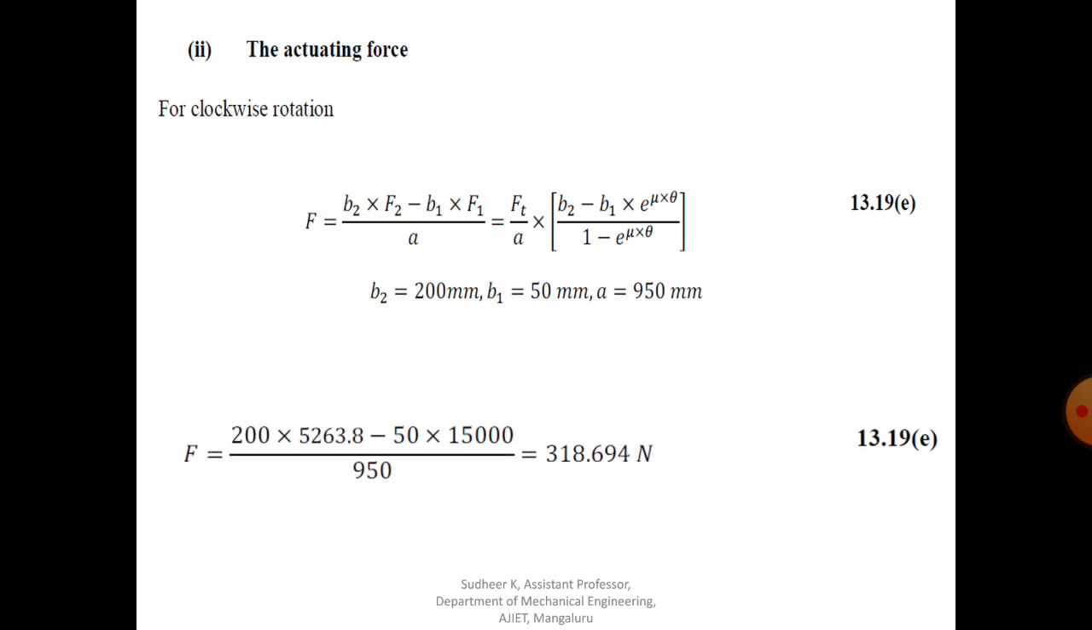Now we have to substitute. The B2 value is 200, F2 value is 5263.8, minus 50 into 15,000, divided by 950. After substitution the value will be 318.694. So this is for clockwise rotation, but you used the anti-clockwise rotation equation because of the changed direction of force. So now the value of actuating force, or force applied on the end of the lever, is 318.694. So that is the answer for the second question.